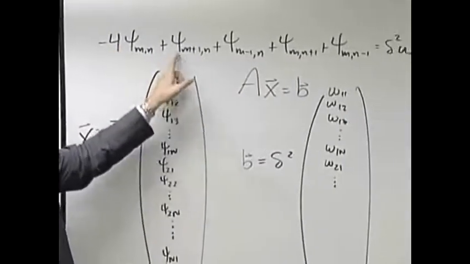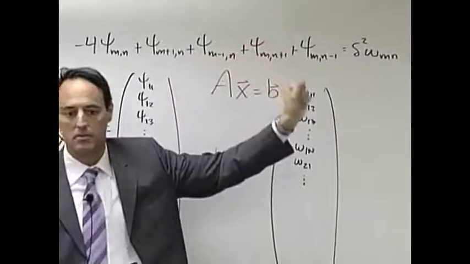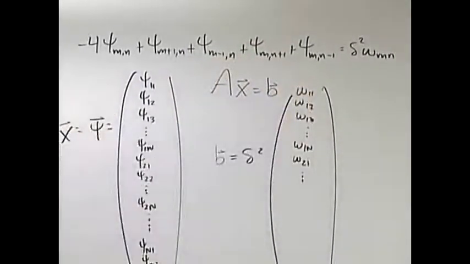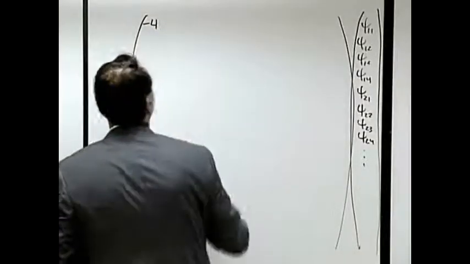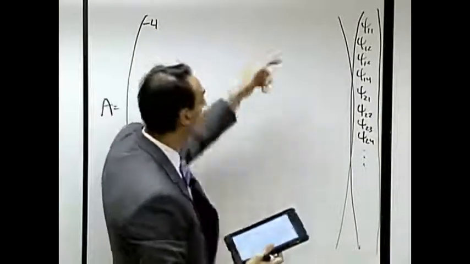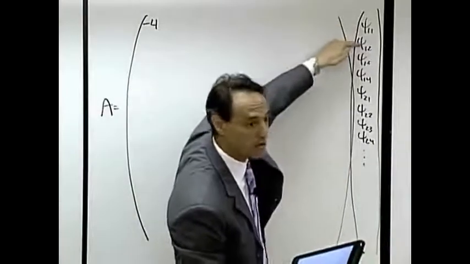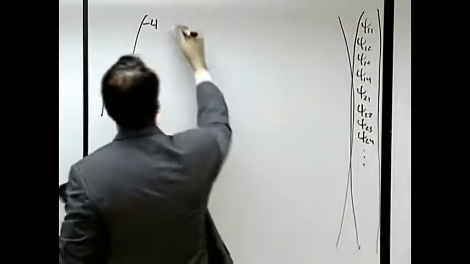Okay? And then I have 1 of all my neighbors. Okay? So first of all, if you're at that point, you have minus 4 of yourself. And then you have 1 of psi 1, 2. Where does psi 1, 2 sit over here? Oh, that's the next term over. So when I multiply this, it's just right there.